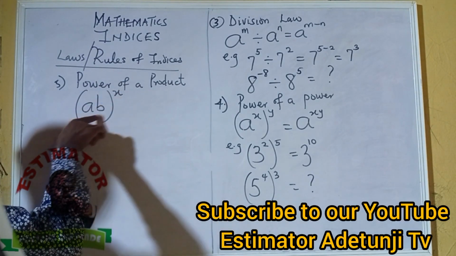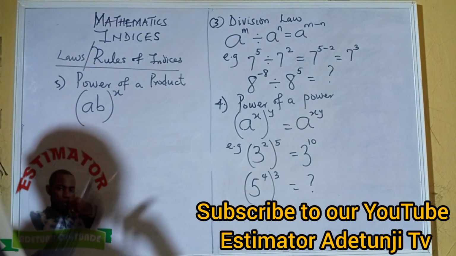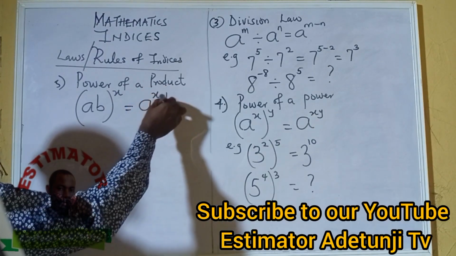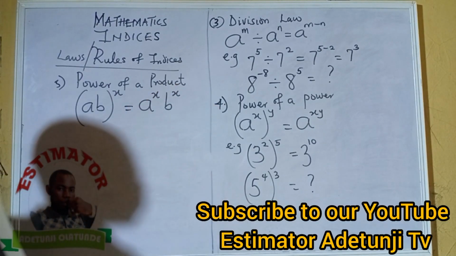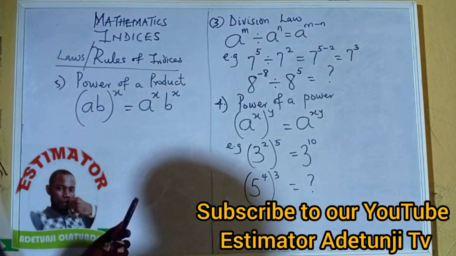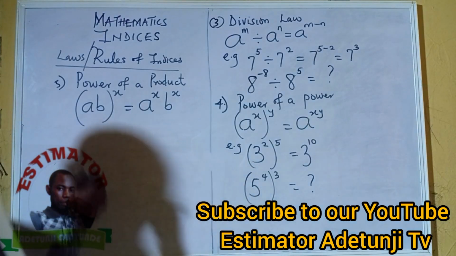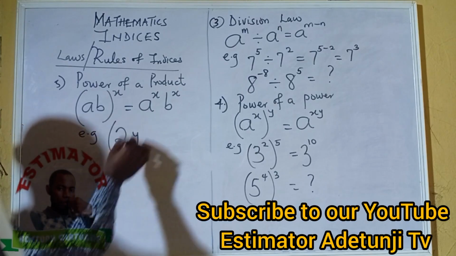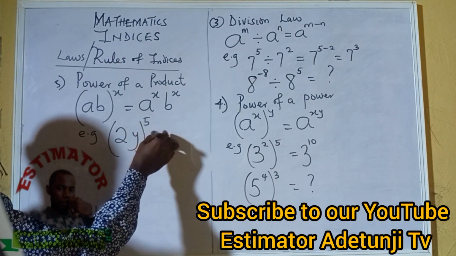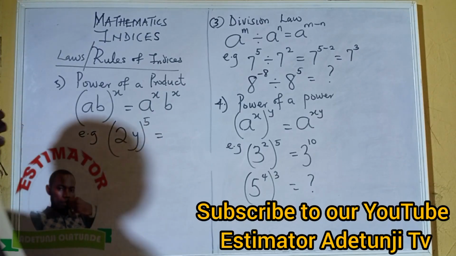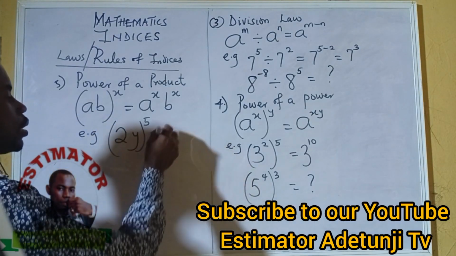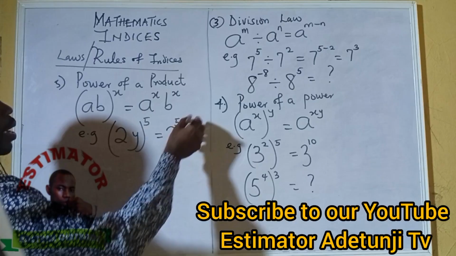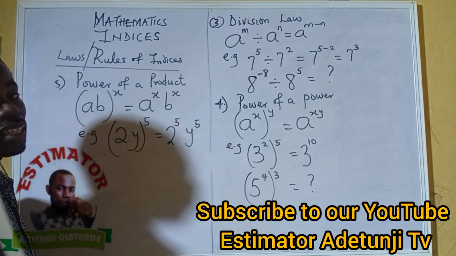That is, this power is meant for 2 of them to be shared. So what are we saying? The answer will be A exponential x, B exponential x. That's the simple meaning. What am I saying? Can we have an example? Yes, we can have an example. If I have an example like this, I say 2y raised to power 5. So if I'm having 2y exponential 5, what is that? That is 2 exponential 5 y exponential 5. And that's the result, and that's the answer.